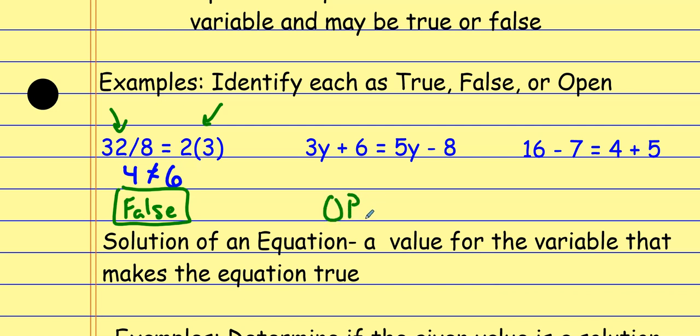It's open because I don't yet know if this thing is going to be a true or false. I would need more information. I would need a y value to plug into this to see if this is true or false, okay? And then the last one here, again, simplify each side. The first side of the equation says 16 minus 7, and 16 minus 7 is a 9. The second side says 4 plus 5, and 4 plus 5 is a 9. And so I have 9 equals 9. Well, 9 does equal 9. That's a true statement, so this is a true equation.